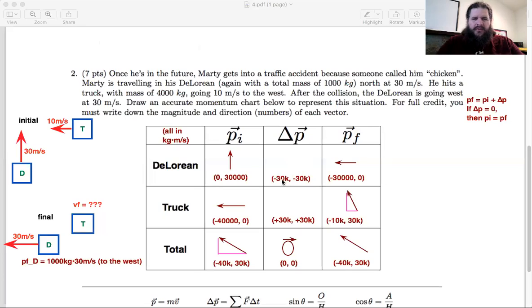So 30,000 to the west, 30,000 to the south. And then this one, 30,000 to the east, 30,000 to the north. So those are going to look like to the southwest and to the northeast. Exact opposite vectors. Any questions on the algebra or geometry there so far?